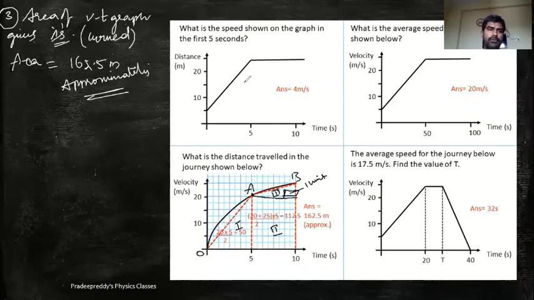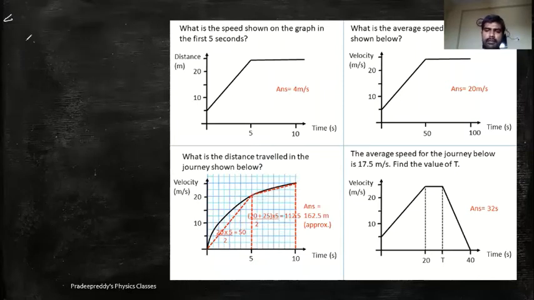Next, coming to the fourth one. Find the average speed from the journey below. The average speed from the journey below is 17.5 meter per second. Find the value of t. Right. Now coming to question number 4.